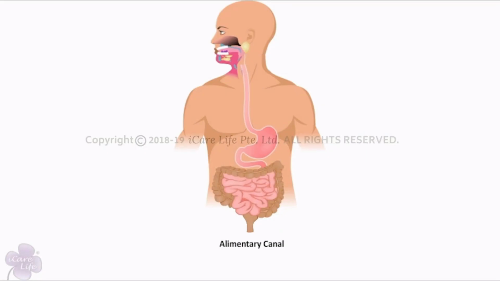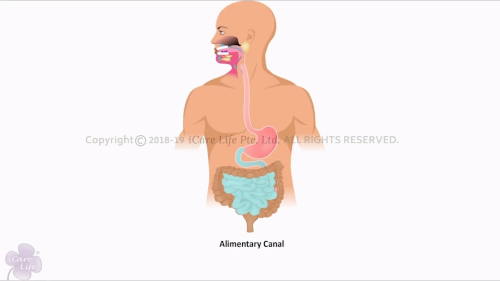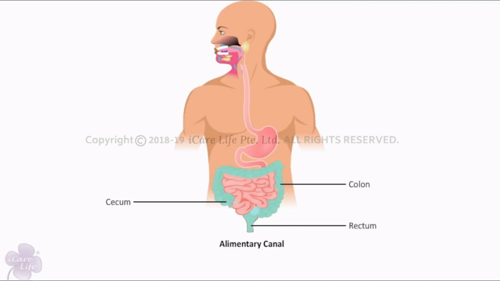The small intestine is divided into duodenum, jejunum, and ileum. The large intestine is divided into cecum, colon, and rectum. The cecum is attached to the appendix, a vestigial organ which does not have any function in the body.